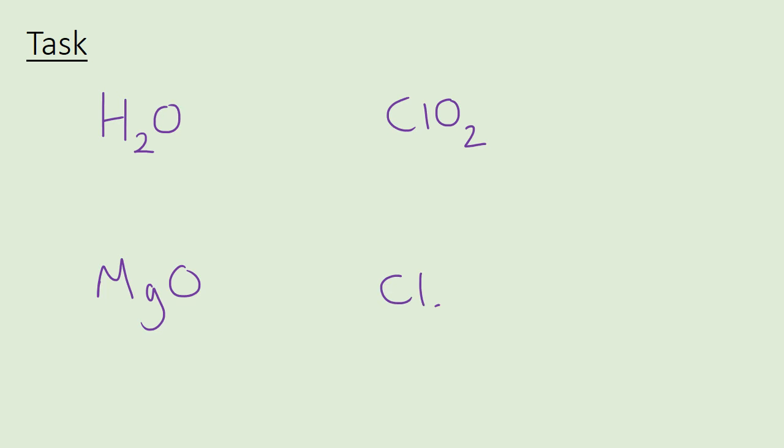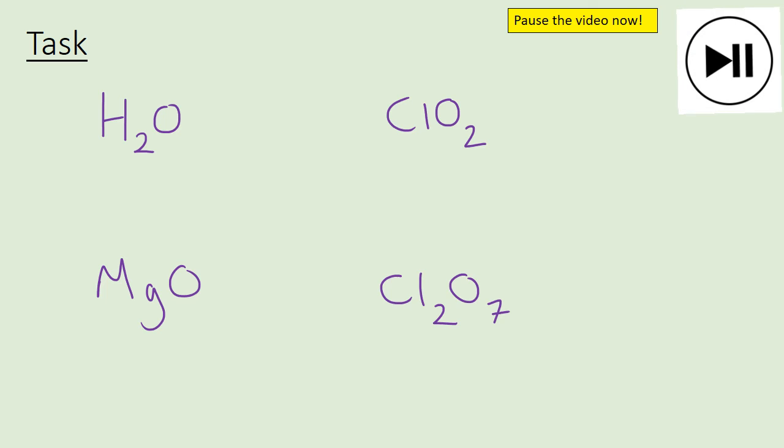Okay, so this is going to be a quick task for you. You're going to identify the oxidation state of each element in each of these species or compounds. So what you're going to do is pause the video and identify the oxidation state of each of these elements in all of these 4 compounds. When you're ready, unpause the video.